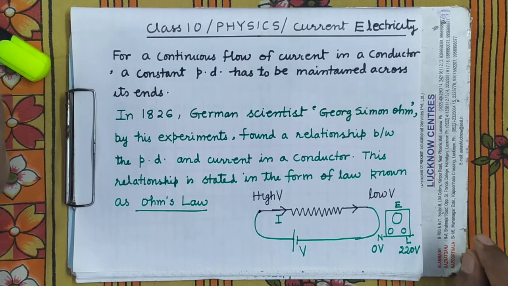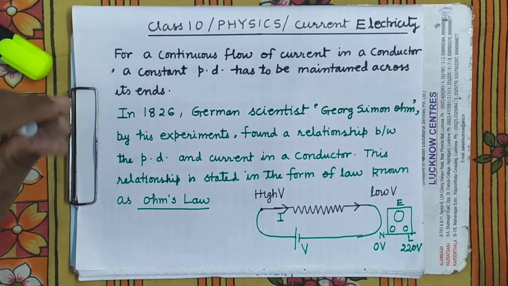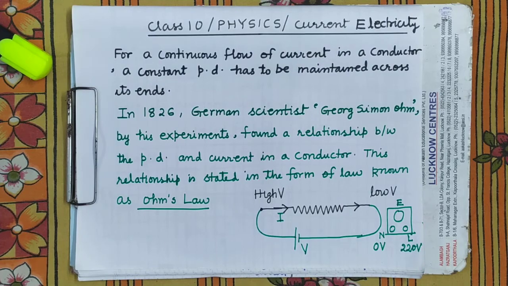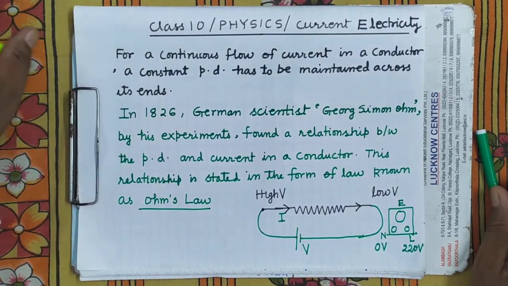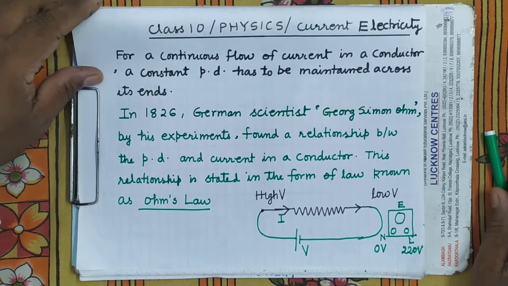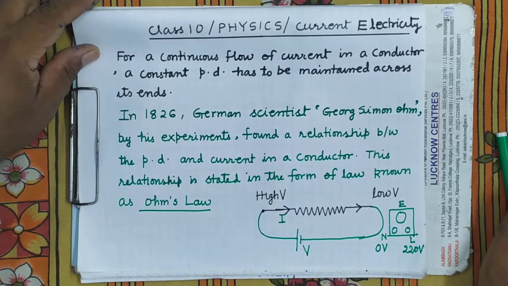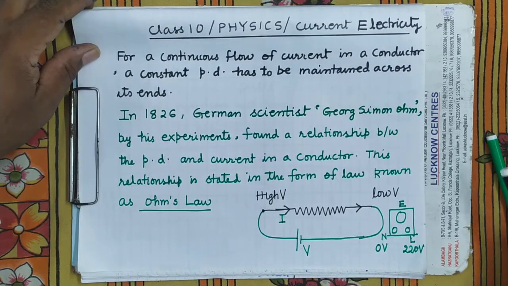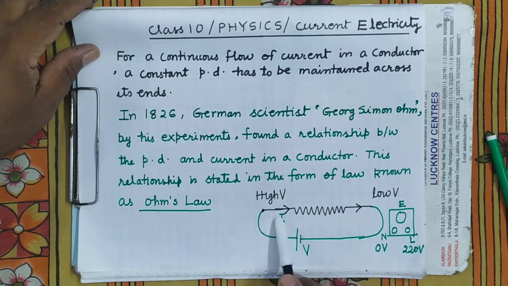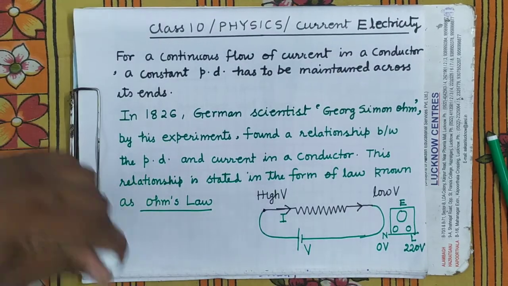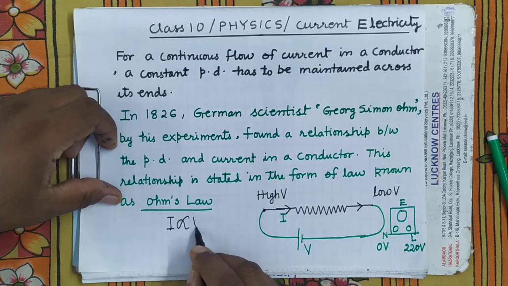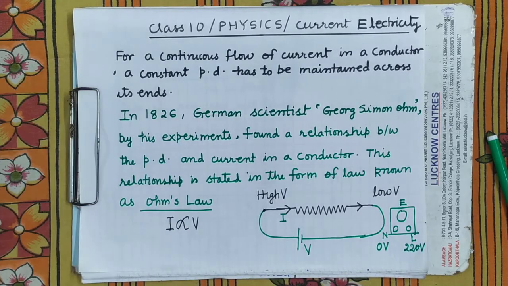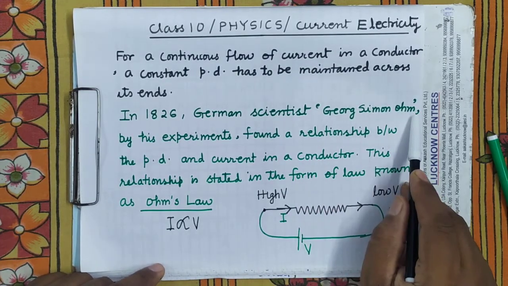It's clear. And what is Ohm's law? If the physical conditions of the conductor remain the same, physical conditions meaning its length, its area of cross section, temperature, then the current flowing through the conductor is directly proportional to V. It's clear. I is directly proportional to V. This law was given by George Simon Ohm.